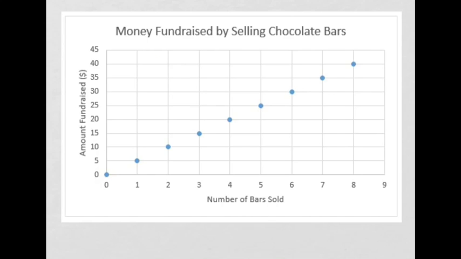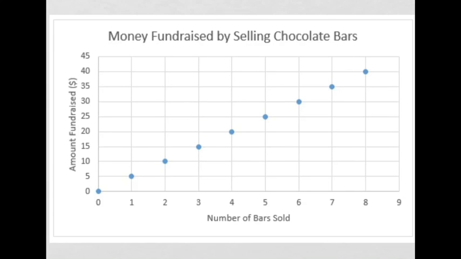We've got a graph here showing how much money you fundraise by selling chocolate bars. Let's say you're trying to sell chocolate bars to go to Florida for whatever reason. Money fundraised by selling chocolate bars. So this shows a relationship between what two things? The amount of money you make and the number of bars sold.